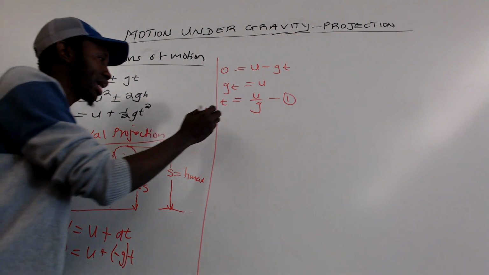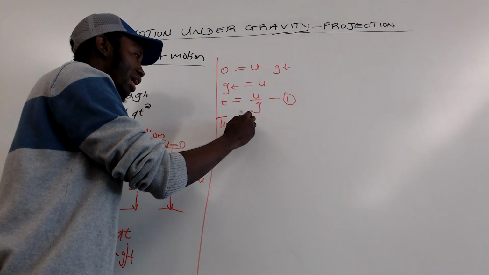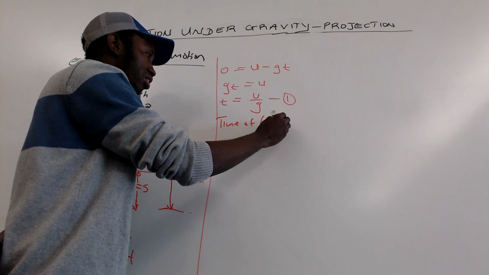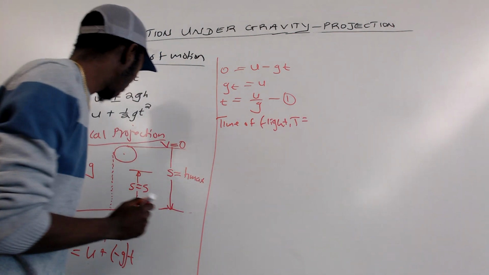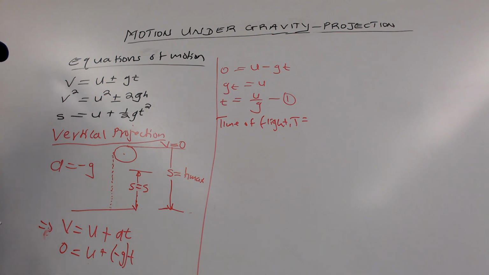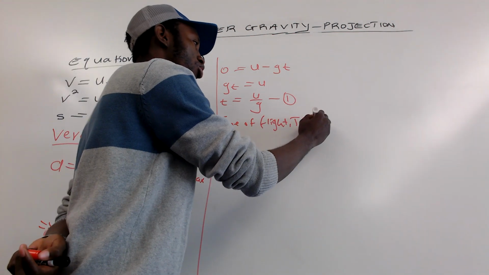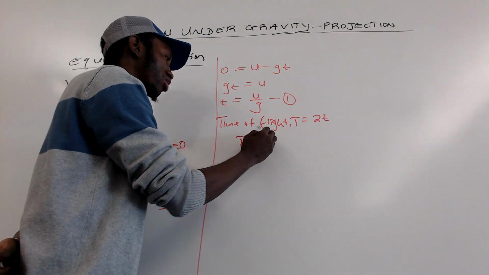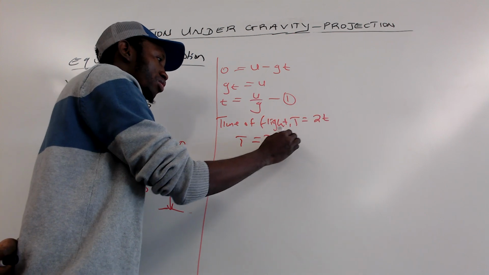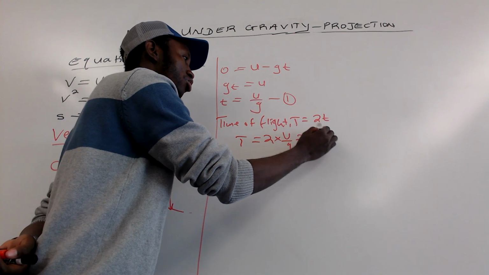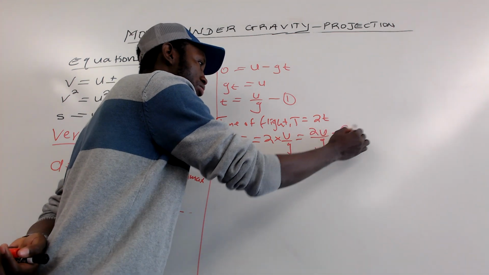We also have another term which we'll consider as time of flight, which is big T. Time of flight is the time an object spends in the air. If you project an object, the time the object is in projection is what we refer to as time of flight. This time of flight is twice the time taken to reach its maximum height. So time of flight T is going to be 2t. So T equals 2 times U all over G, which you can also write as 2U all over G. We can call this equation 2.